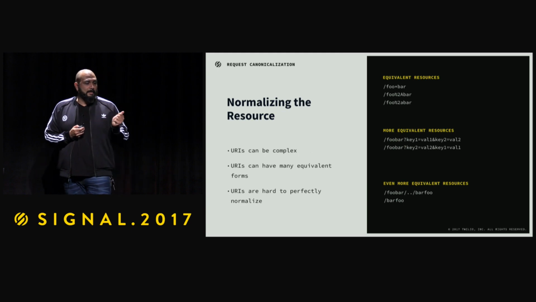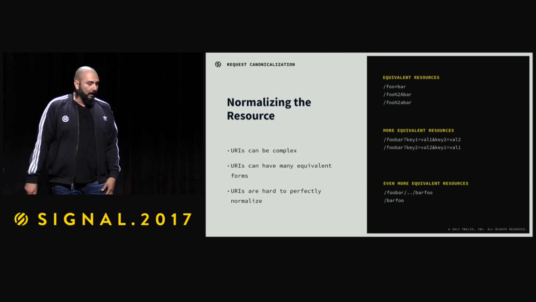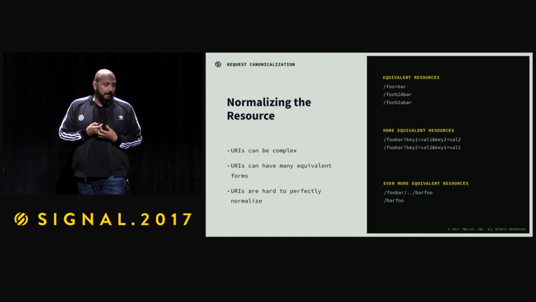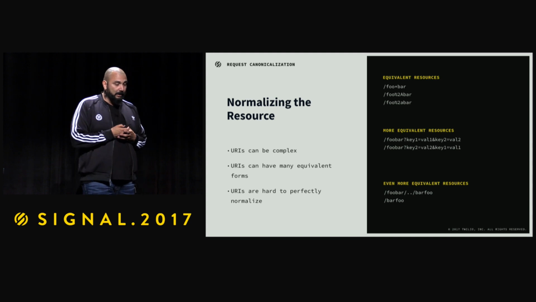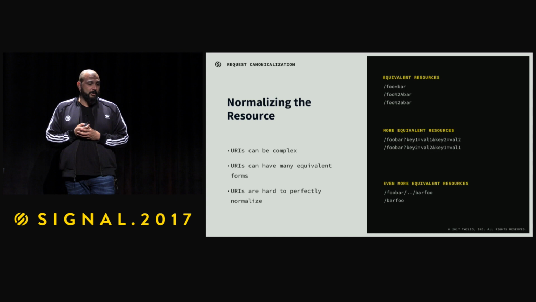So now let's come back to normalizing the resource. Remember I said earlier that this is the hardest part. So the reason why this is hard is because URIs can be very complex. They can have many equivalent forms. And they're somewhat hard to perfectly normalize. But we're going to give it a good shot.